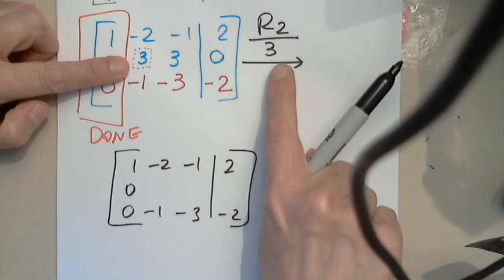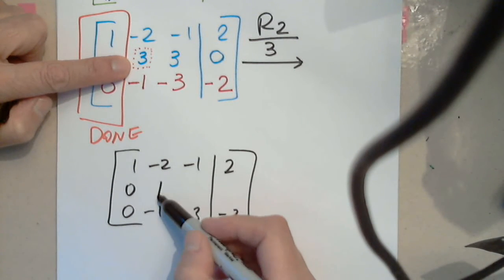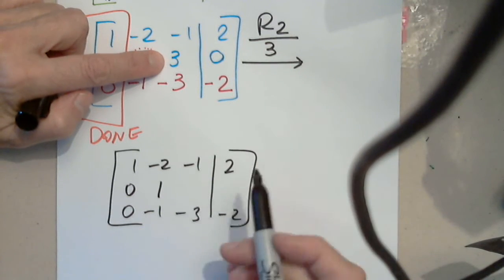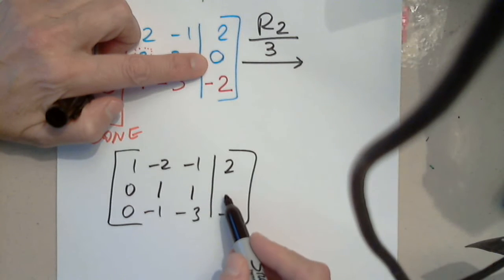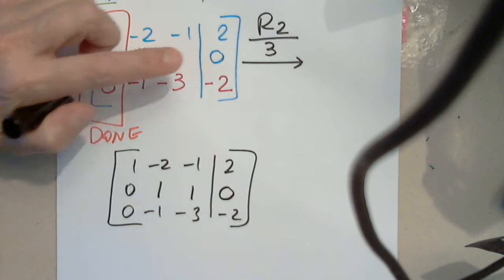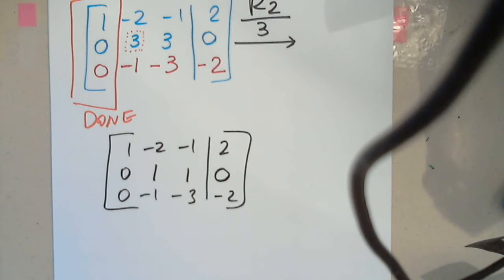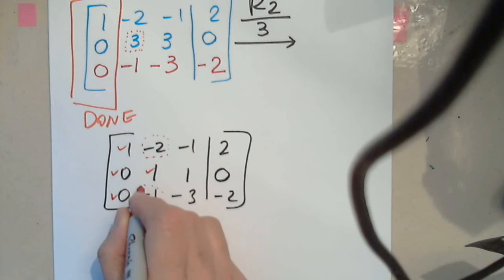So when I divide 3 by 3, what do I get? 1. Perfect. When I divide 3 by 3, what do I get? 1. And when I divide 0 by 3, what do I get? 0. Perfect. Good. So what have we accomplished? These and this. Now I want this to go away.